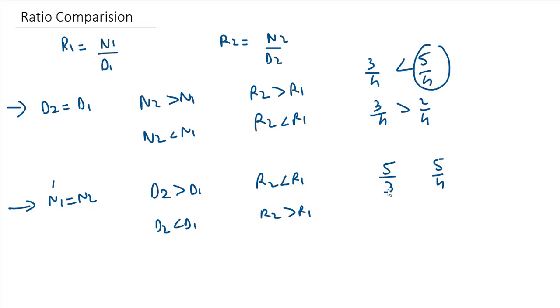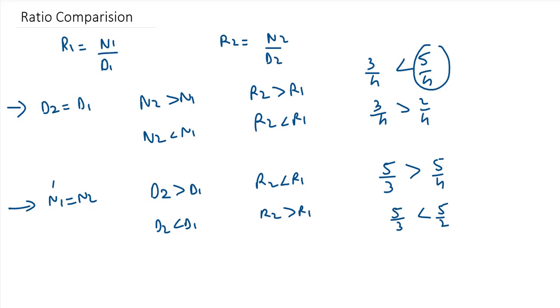So clearly your denominator has increased. So D2 is greater than D1. Hence your second ratio, that is 5 by 4, will be less than your first ratio. Similarly, if we consider the ratios 5 by 3 and 5 by 2, your denominator has decreased. So your second ratio will be greater than your first ratio. You can divide the numerator by the denominator, find out its decimal value and compare the result.